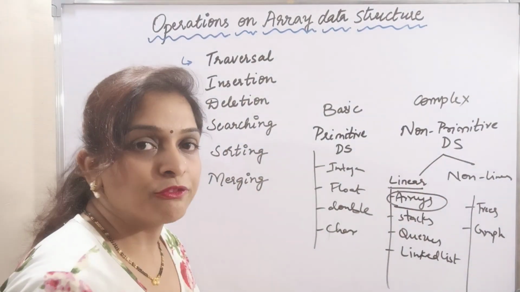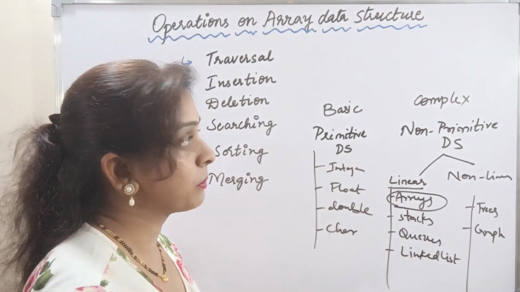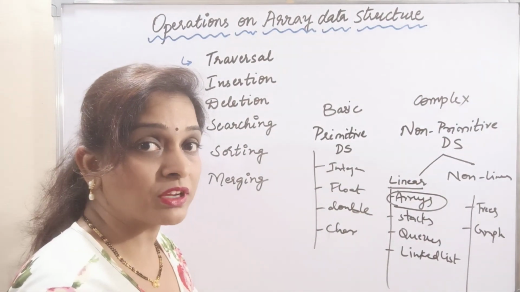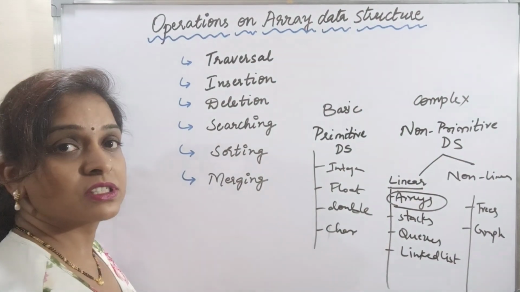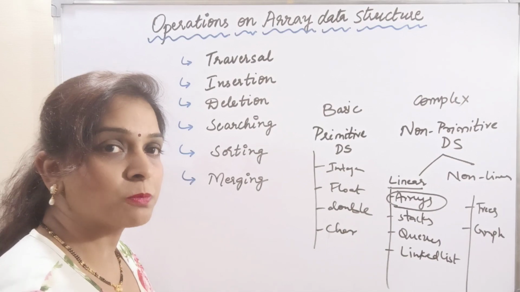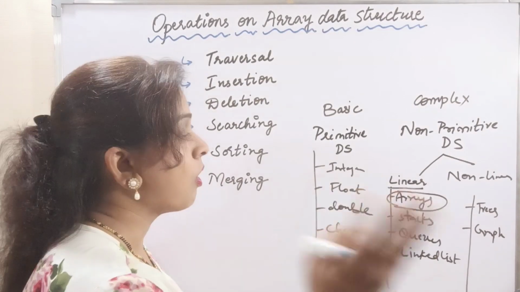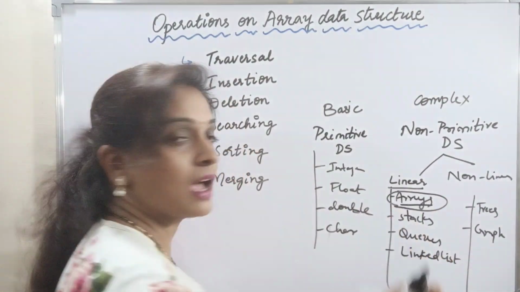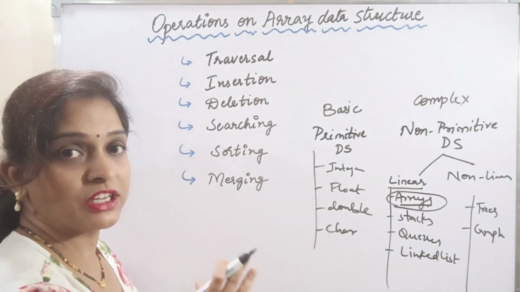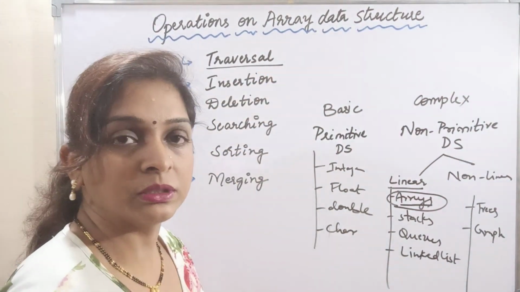If you get some viva questions, like what are all the operations for non-primitive, or what are all the operations for linear, or what are all the operations we can perform on arrays, you can say: traversal, insertion, deletion, searching, sorting and merging. These are the operations performed on non-primitive, on linear data structures, or on arrays. This is the answer. So we will study the traversal algorithm and program.